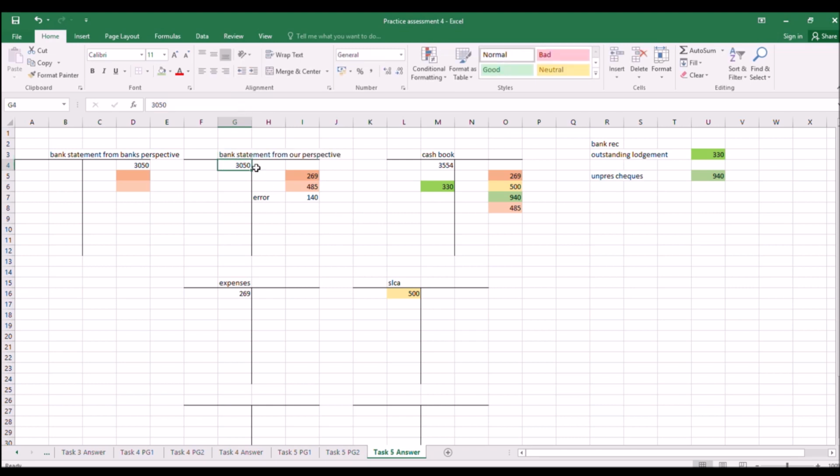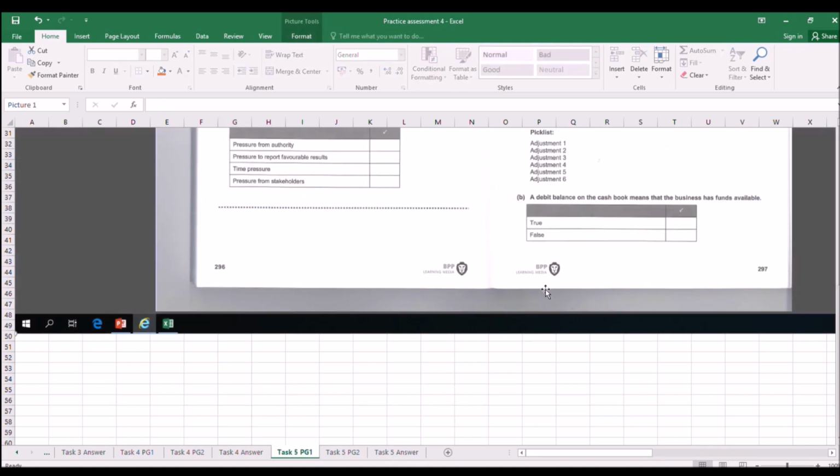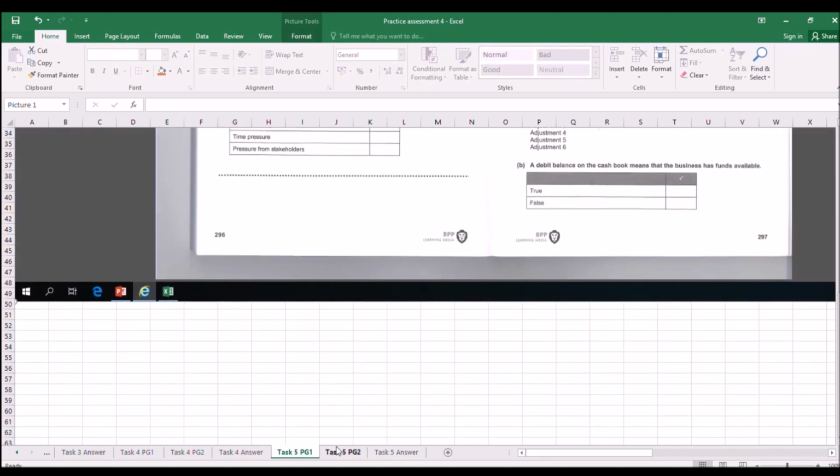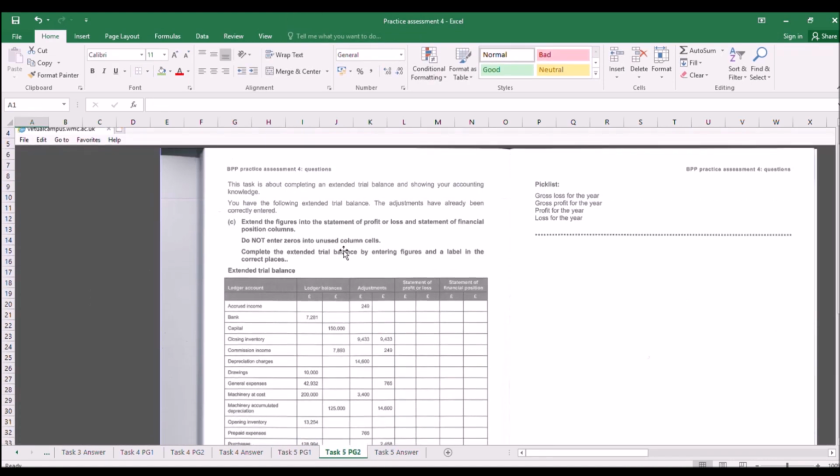That there. So I like to take the bank statement from the bank's perspective, switch it into our perspective on my piece of paper, and then I can compare it to the cash book so that it's now all nicely lining up in the same way. We're basically reversing it around. So that's that answer. So that's just simply true for that one. Let's get on with it.